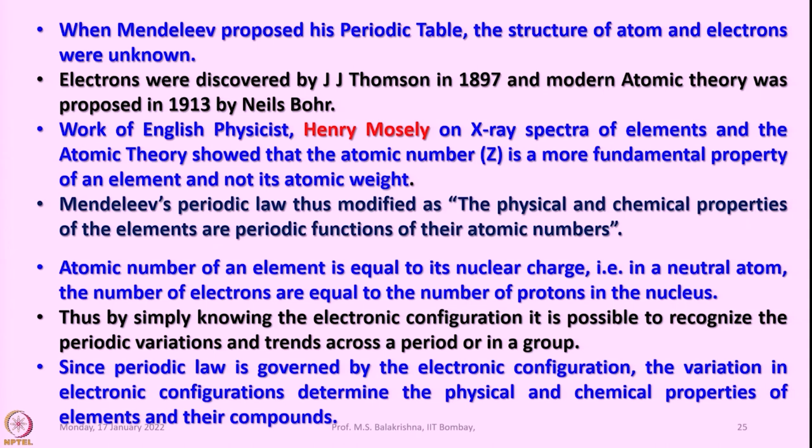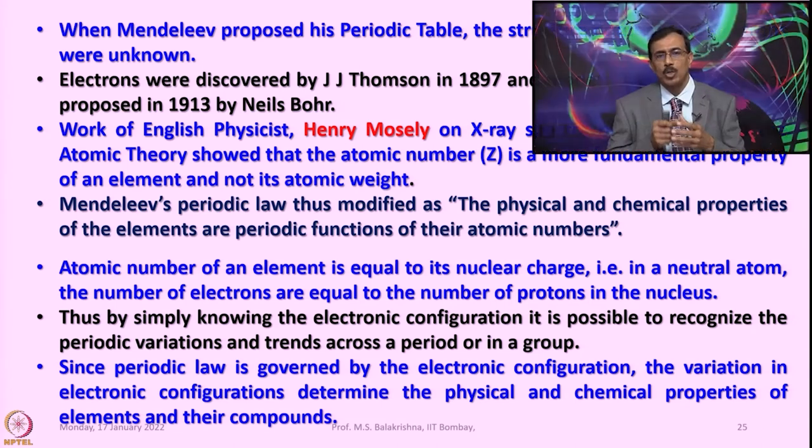And of course, you all know that electrons were discovered by J.J. Thomson in 1897, and modern atomic theory was proposed in 1913 by Niels Bohr. And the work of English physicist, we should remember him, Henry Moseley, on X-ray spectra of elements and the atomic theory showed that the atomic number is a more fundamental property of an element and certainly not its atomic weight.